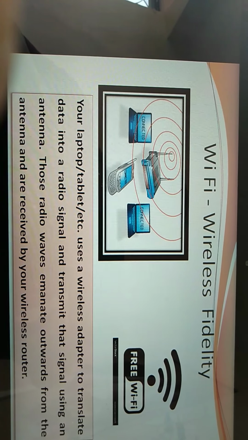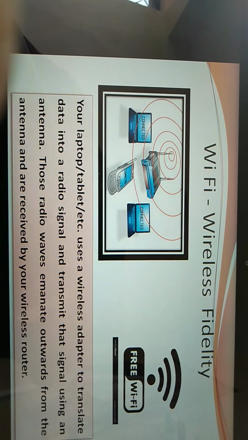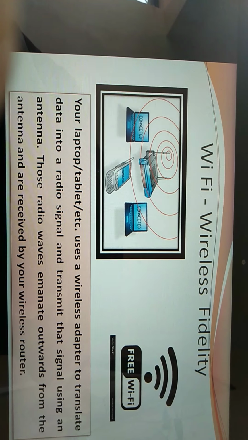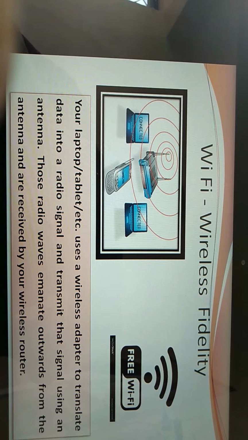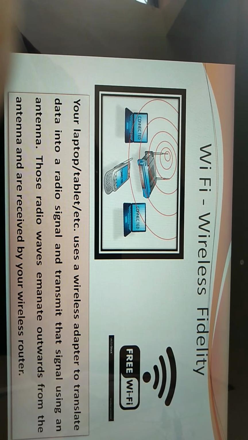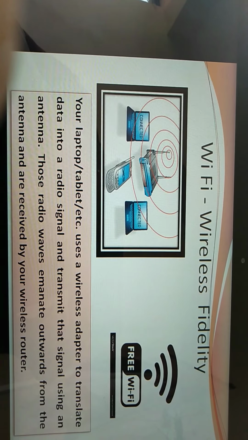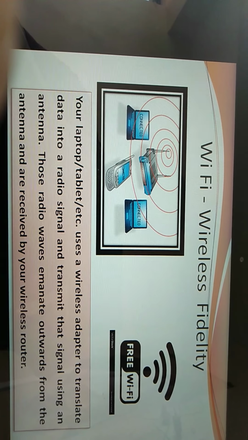So your laptop, your tablet or desktop uses a wireless adapter to translate data into a radio signal and transmits that signal using an antenna. Those radio waves emanate outwards from the antenna and are received by your wireless router.